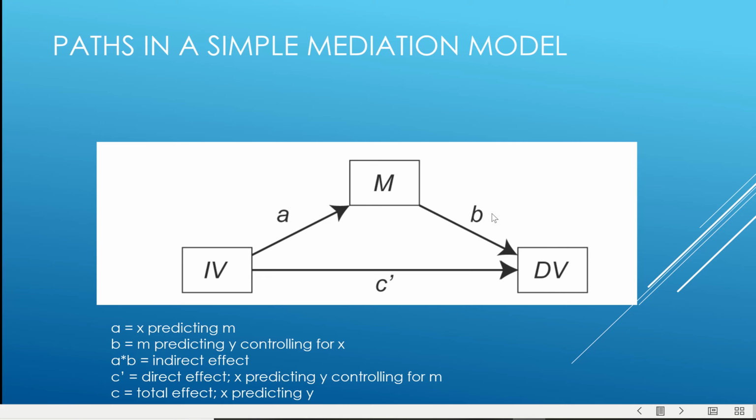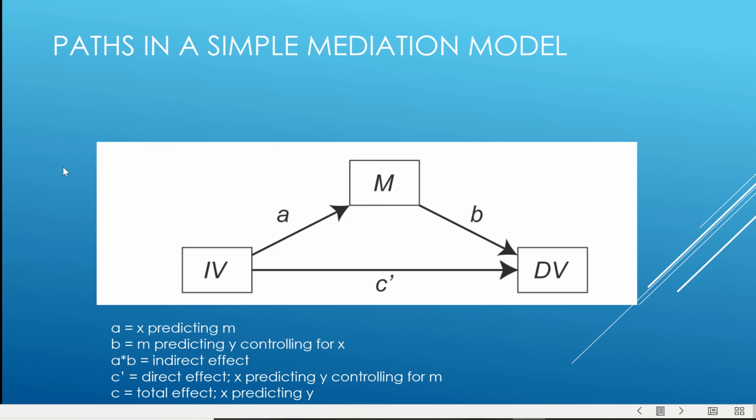So it's important to note that this B path is controlling for the IV and looking at the coefficient of M predicting the DV. We also have what's called the direct effect, which is the relationship between X and Y, or the IV and the DV, while controlling for the mediator. So just to reiterate, the A path is a simple regression with X predicting M. The B path is M predicting Y while controlling for X.